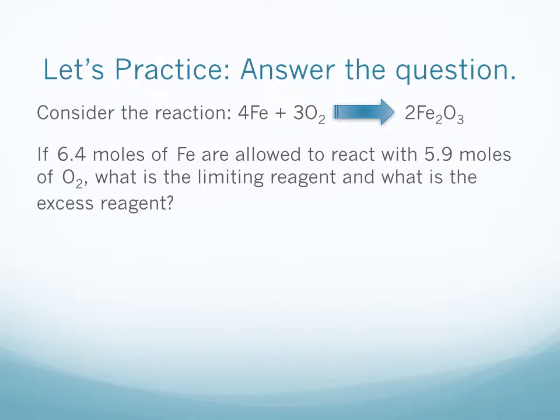Consider the reaction in which 4 moles of iron react with 3 moles of oxide to produce 2 moles of iron 3 oxide. If 6.4 moles of iron are allowed to react with 5.9 moles of oxide, what is the limiting reagent and what is the excess reagent?